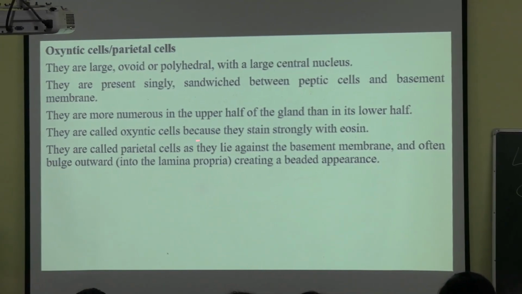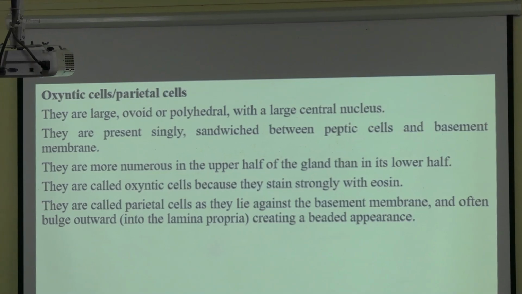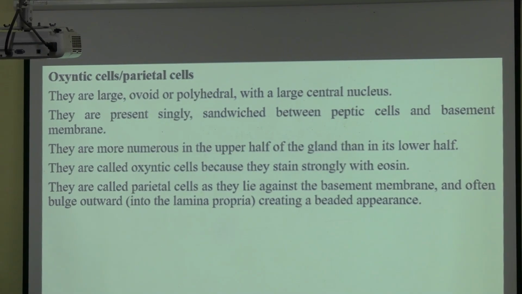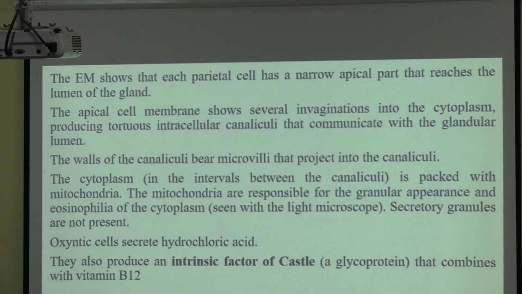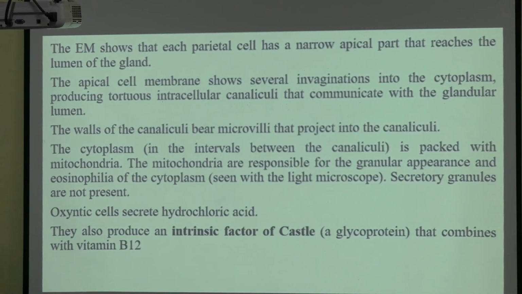Now they are called oxyntic cells because they stain strongly with eosin. And what is the function of these oxyntic or parietal cells? They secrete HCl. Okay, now if you see the electron microscope structure of the parietal cell, the apical part reaches the lumen of the gland. Okay, the cell membrane shows several invaginations into the cytoplasm, producing tortuous intracellular canaliculi. Through those canaliculi only the secretions are coming out. Now the walls of the canaliculi bear microvilli which project into the canaliculi. Okay. Now these oxyntic cells secrete HCl.